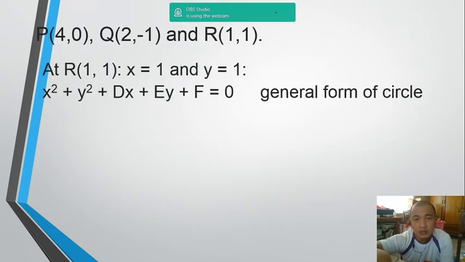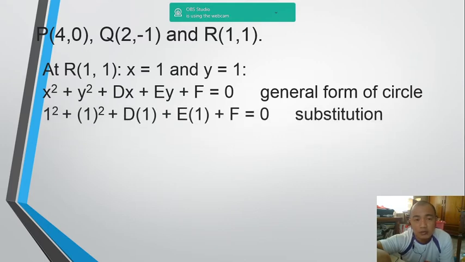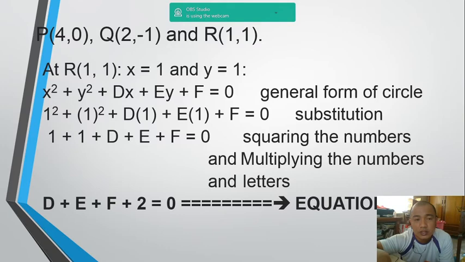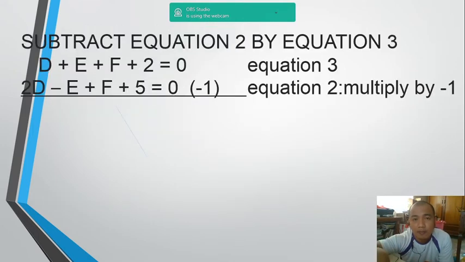Next, let's proceed to equation 3 using point R, 1, 1. That means x equals 1, y equals 1. Substitution to the general form. We have 1 plus 1 plus D plus E plus F equals 0. Therefore, equation 3 is D plus E plus F plus 2 equals 0. Okay, be careful with the signs. Careful when you multiply and square numbers. Kasi pag isang sign lang ang mali, mali na lahat.